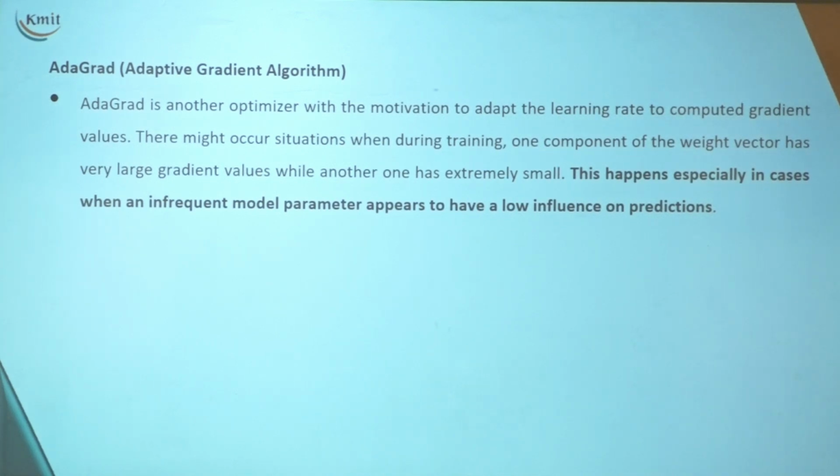AdaGrad is another optimizer with the motivation to adapt what? The problem with momentum was that the learning rate was getting affected. So in order to overcome the disadvantage of momentum, we'll go for the next optimizer, which is called AdaGrad, which is nothing but adaptive gradient. That is, we adapt the learning rate to compute what?